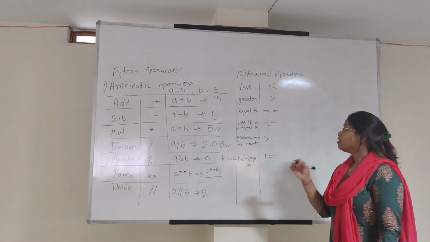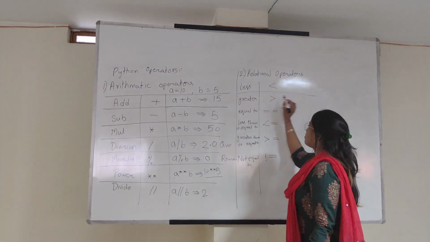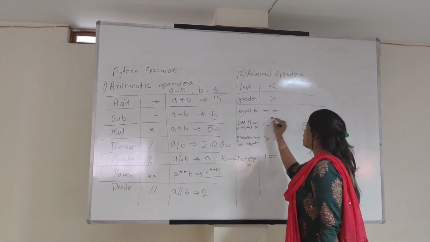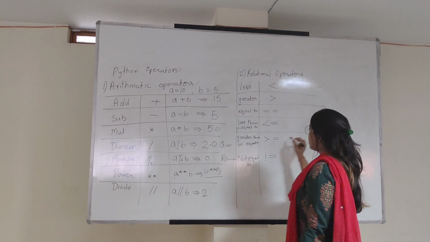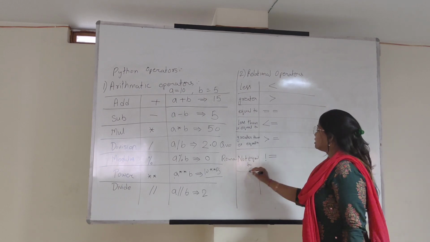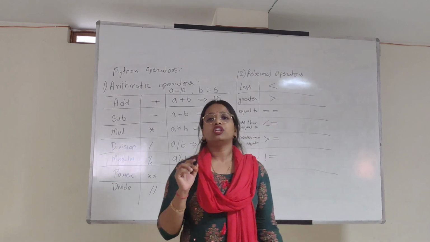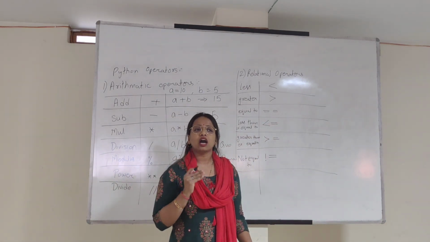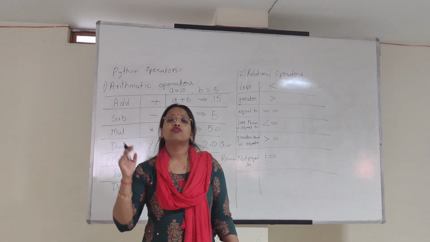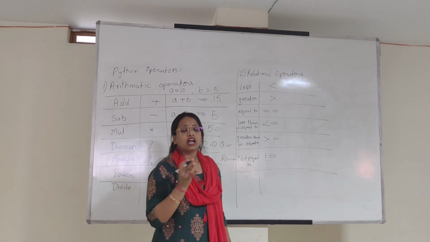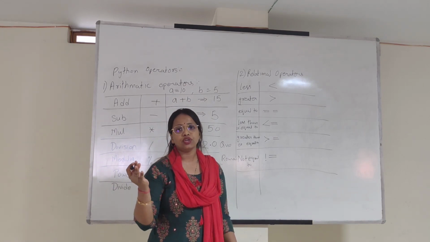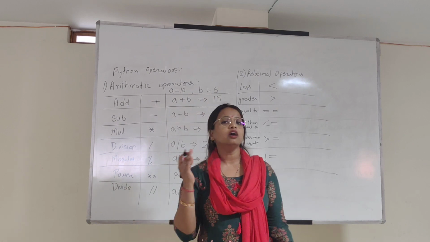Okay, one by one again we'll take an example and I'll tell you how this works. One more thing I have to tell you is that these relational operators give you the answer in Boolean form. Boolean means it gives you the answer as either true or false. If the condition is true, it returns true. If the condition is false, it gives you false.